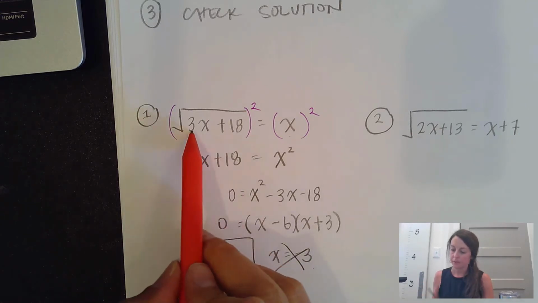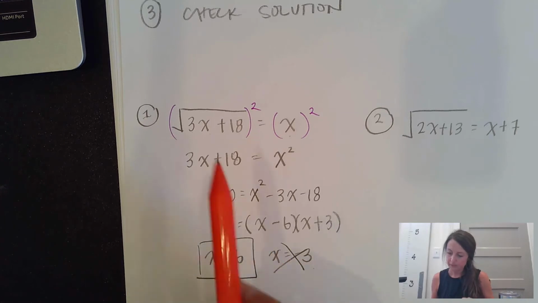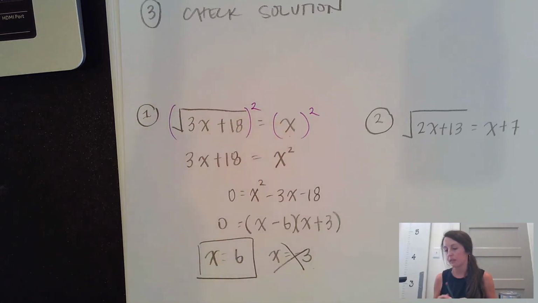Okay, so 3 times 6 is 18. 18 plus 18 is 36. The square root of 36 does give you a 6. So remember, square roots are never negative.